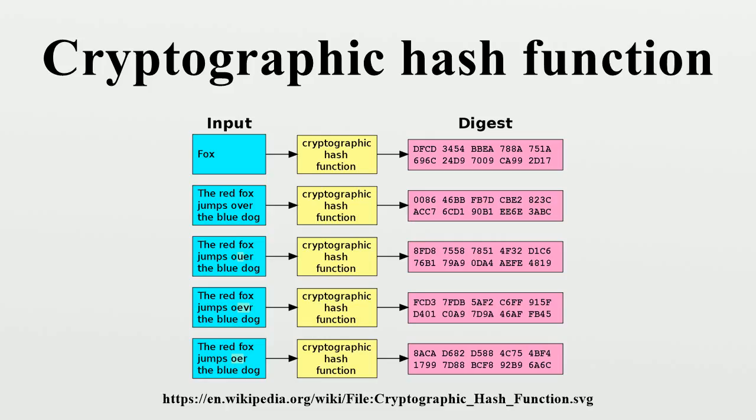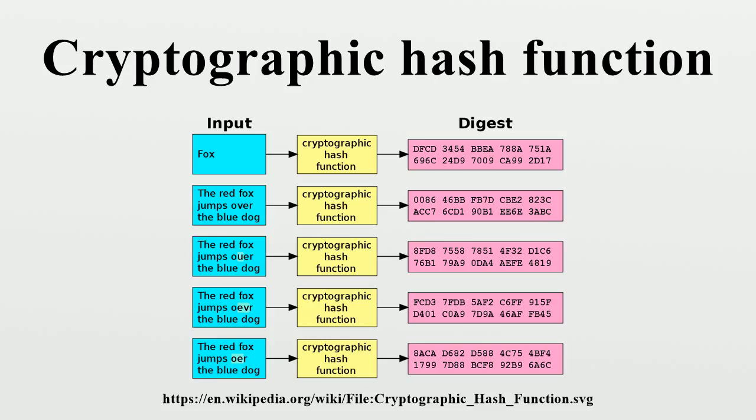It is quick to compute the hash value for any given message. It is infeasible to generate a message from its hash. It is infeasible to modify a message without changing the hash. It is infeasible to find two different messages with the same hash.